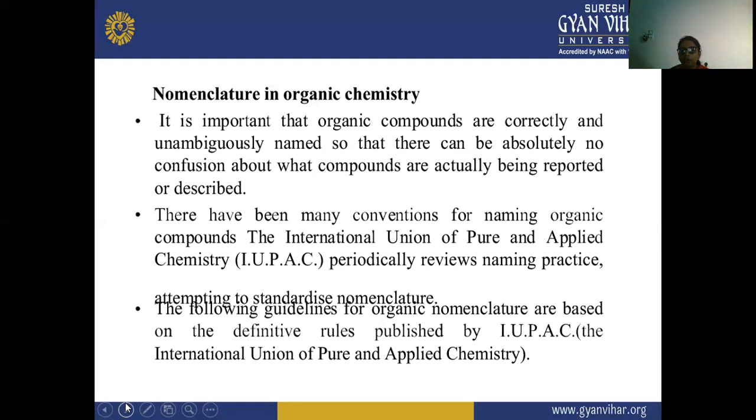It is important that organic compounds are correctly and unambiguously named, so that there can be absolutely no confusion about what compounds are actually being reported or described. Each organic compound should be correctly and unambiguously named so there will be no confusion about what compounds are being reported or described.